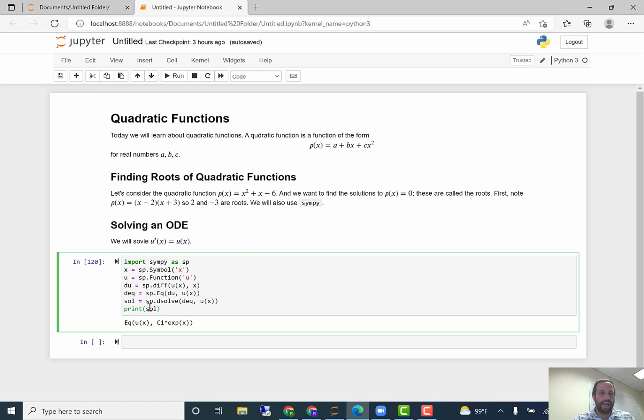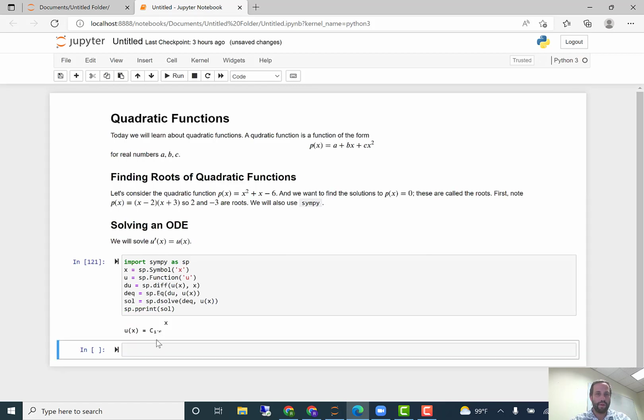So what is actually getting returned is an equation, and remember, an equation has two components, the left-hand side and the right-hand side, and it's saying u of x is equal to c1 times e to the power of x. Sorry, I keep getting phone calls. So let's see what happens if we do pretty print. Okay, maybe that looks a little bit better. I don't know. So the other thing that I want to show you is a second order equation.